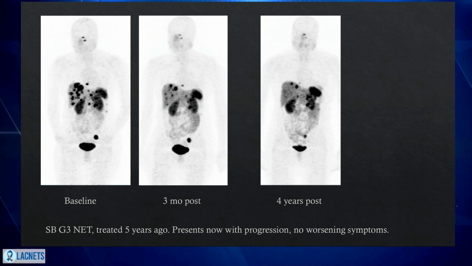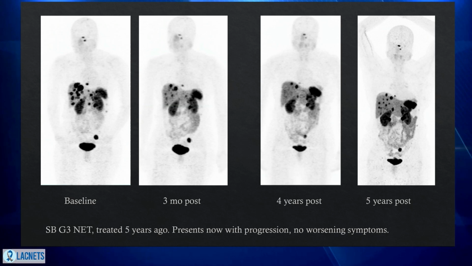Now, this is another case. Patient with small bowel grade 3 neuroendocrine tumor, metastatic to the liver and to the bones. And then we see good response at 3 months. Many lesions disappeared. And the response is sustained for 4 years. And sometimes we see continued decrease in tumor size or continued response even beyond the initial 3 months because the treatment takes time to work. So here, the 4 years scan is even a little better than the 3 months scan. So this was a very good response to PRRT.